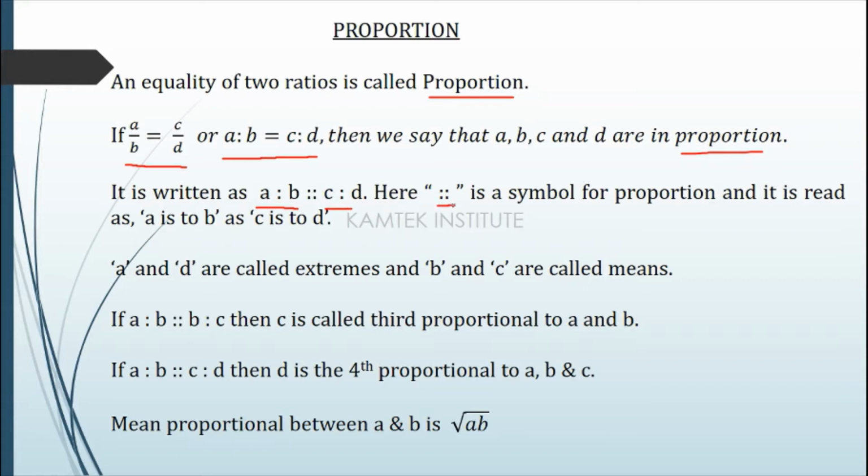Here the 4 dots is a symbol for proportion and it is read as A is to B as C is to D, right? Then the terms A and D are called the extremes and B and C are called the means. If A is to B as B is to C, then C is called the third proportional to A and B. If A is to B as C is to D, then D is called the fourth proportional to A, B and C. Mean proportional between A and B is under root AB.